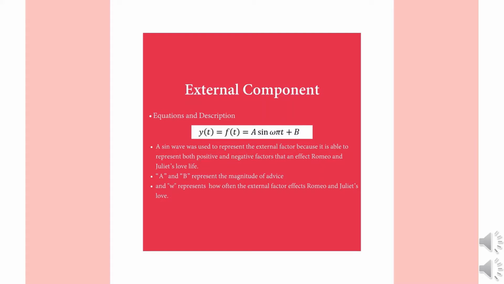And omega represents how often the external factor affects Romeo and Juliet's love. Is this external factor an everyday, daily thing? Is it only once or twice a week? Is it only once in a blue moon? Depending on how often that external factor occurs, and depending on how heavy that advance is, will also play a role in how the sine graph will go to either extreme highs or extreme lows.